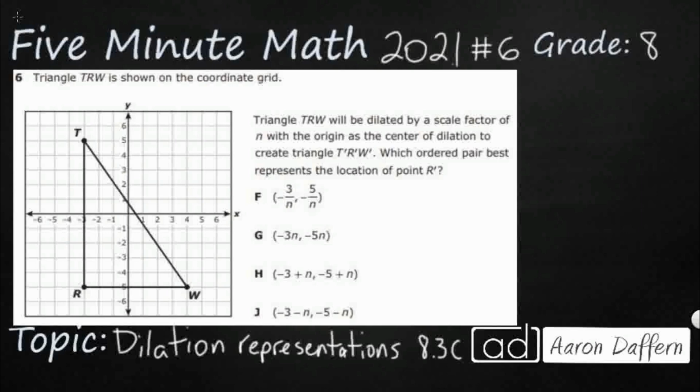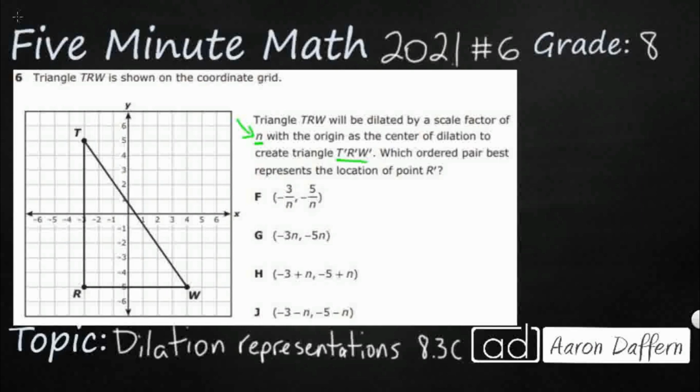So we have a basic triangle here, TRW. It's going to be dilated by a scale factor of n. All right, so we don't know what that number is. The origin is the center. So we're going to create T prime, R prime, W prime. We don't actually need to draw that. Well, we can't because they don't even tell us what the scale factor is. It's literally just a variable, n.